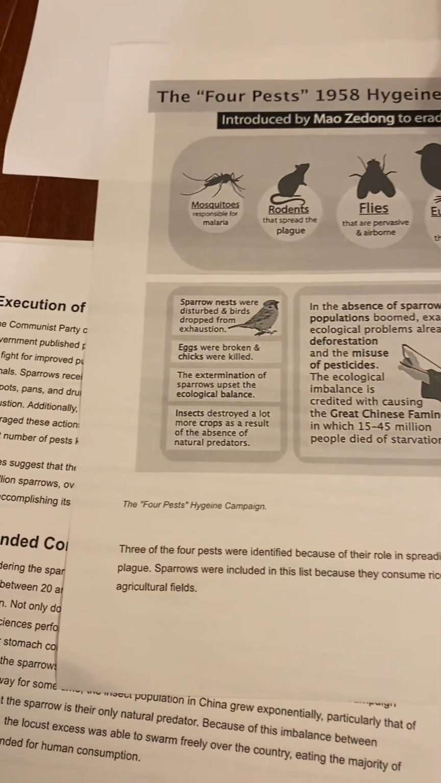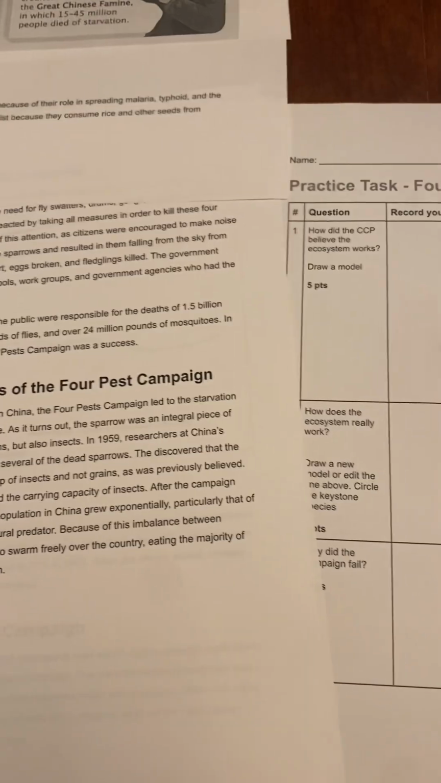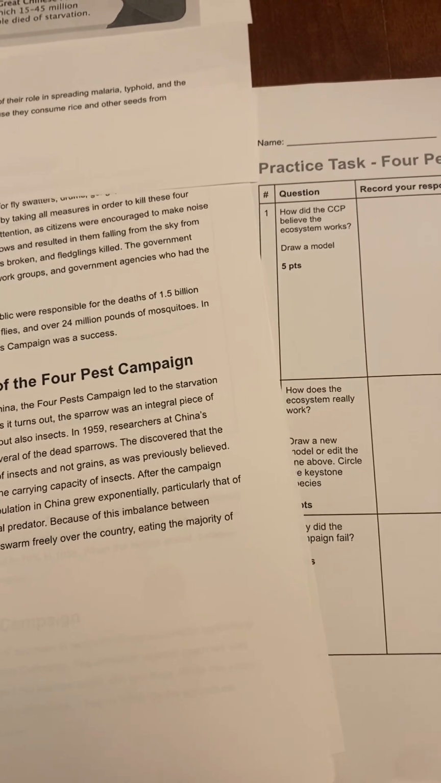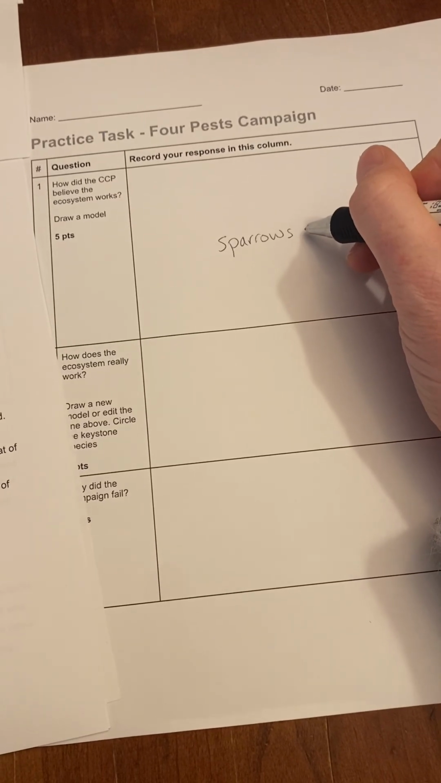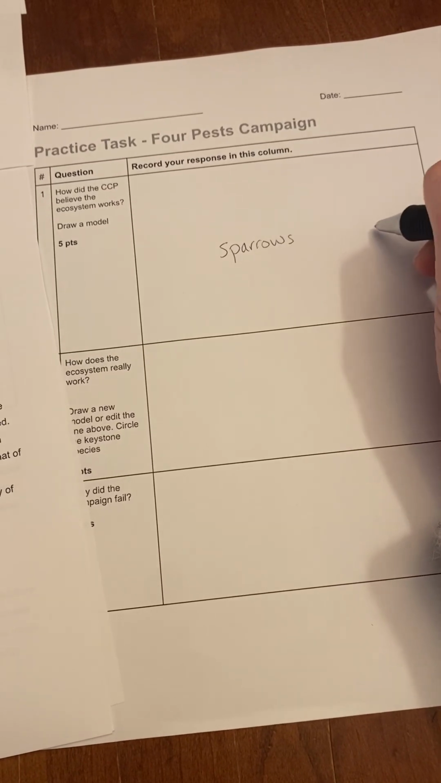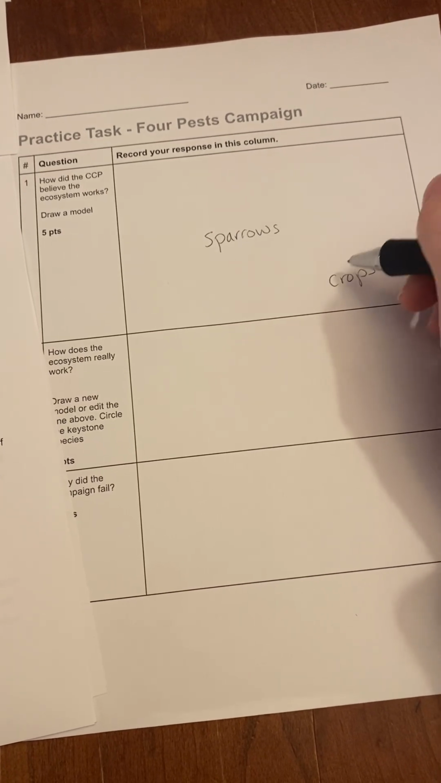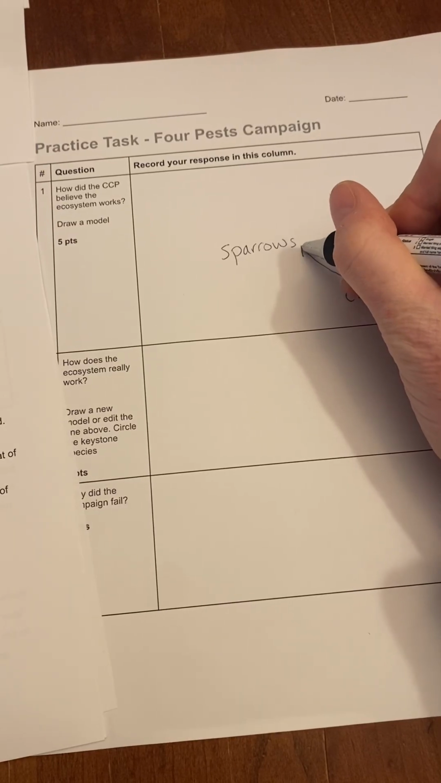Okay, so let's just start with that. So what we'll do is we'll put sparrows on here. And they believed that the sparrows are eating crops. So I'm going to write crops over here. You can write it anywhere, it doesn't matter. So crops are being taken by the sparrows.